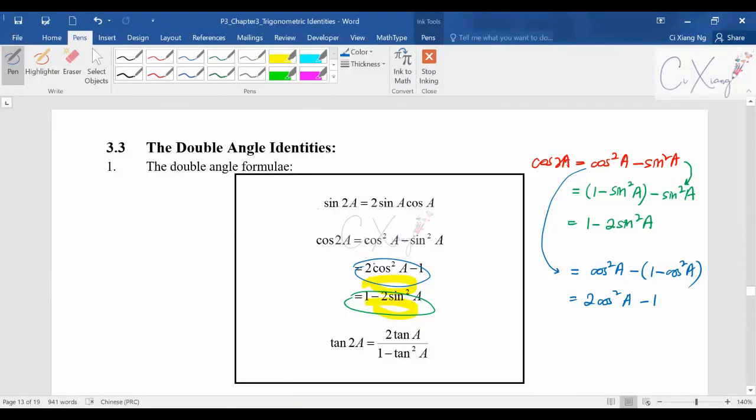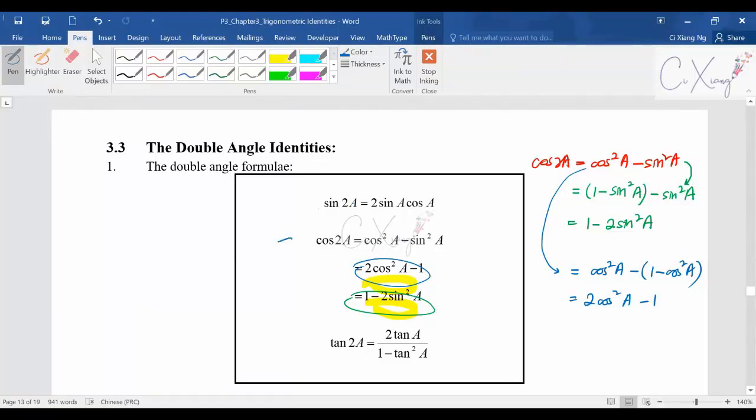Alright, so this is how I try to memorize and link it. For cos 2A, it will be more complicated because you're having three different types of formula, and all of these you have to memorize. Then for tangent 2A, also the same thing. You get the answer from the compound angle formula. So we're having three sets here: sine 2A, cos 2A, and tangent 2A.